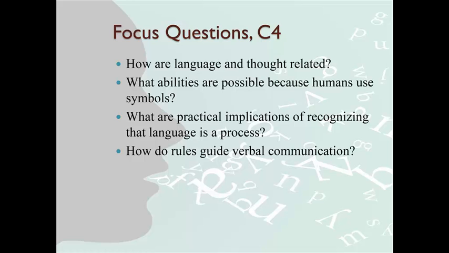As we think about Chapter 4 and verbal communication, Wood's focus questions are: how are language and thought related? What abilities are possible because humans use symbols? What are practical implications of recognizing that language is a process? And how do rules guide verbal communication?